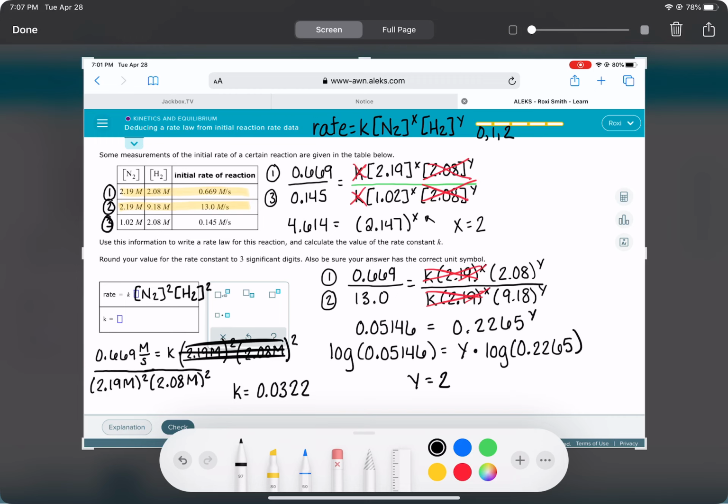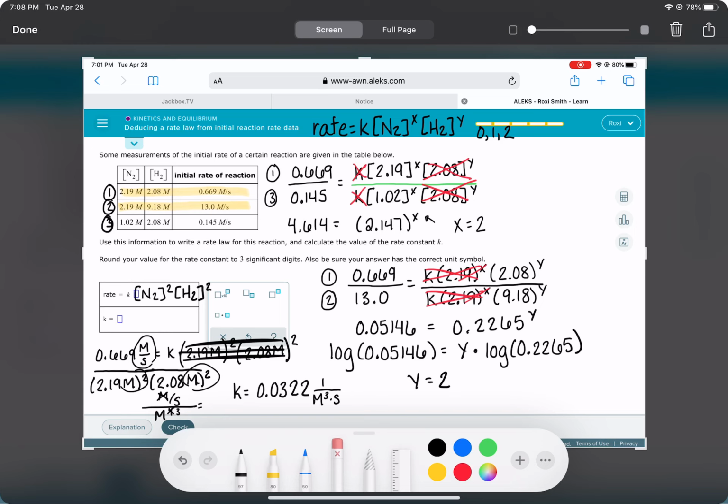If we just look at the units alone in this fraction, we have molarity per second over molarity to the fourth, because it's molarity squared. So we can cancel out one of those molarities. Our units are going to be 1 over molarity to the third times second.